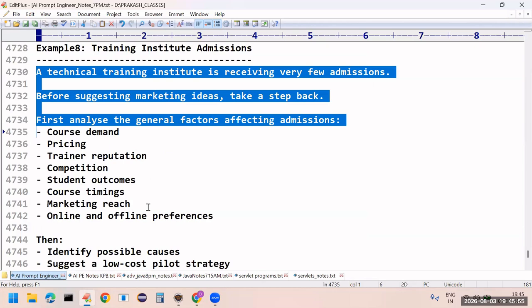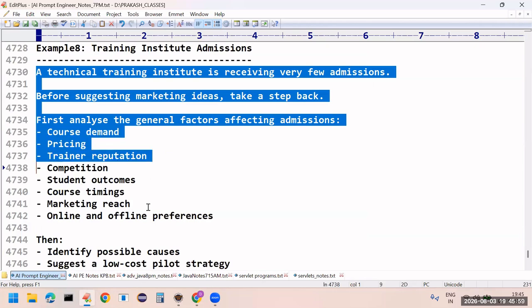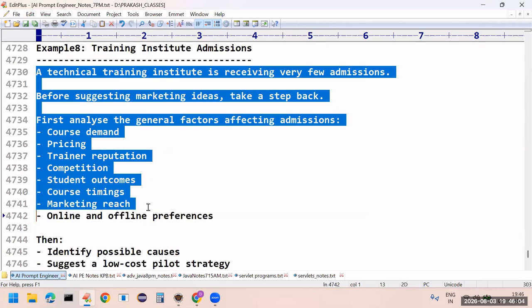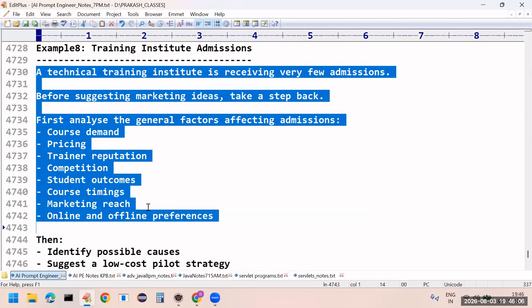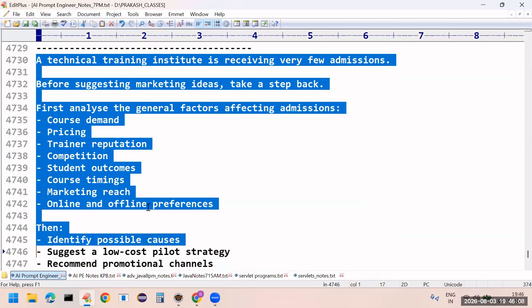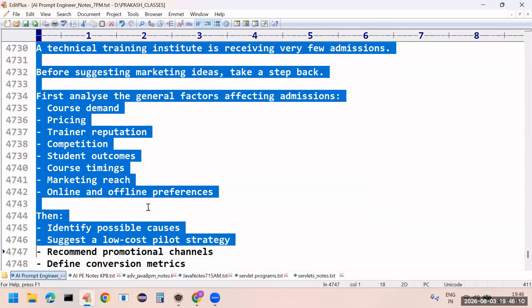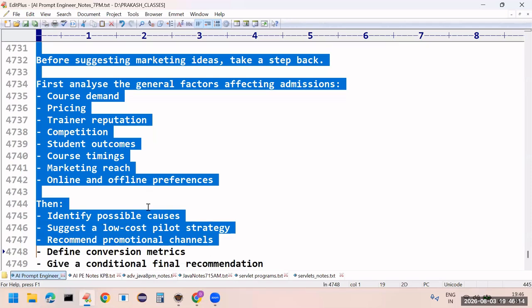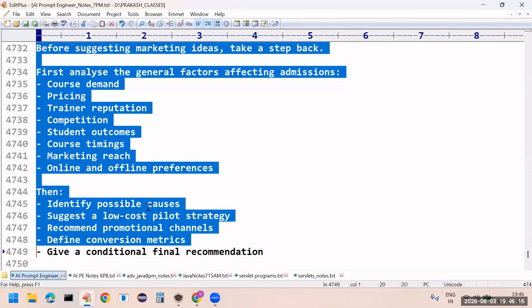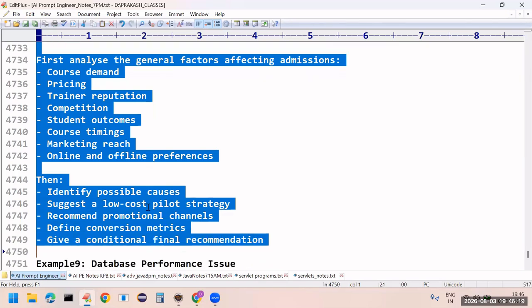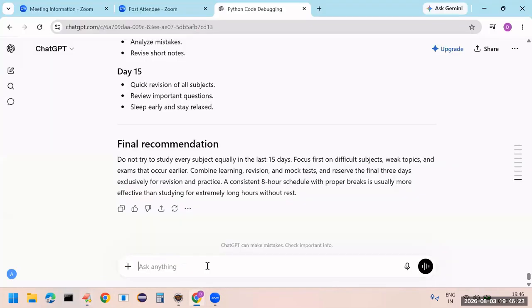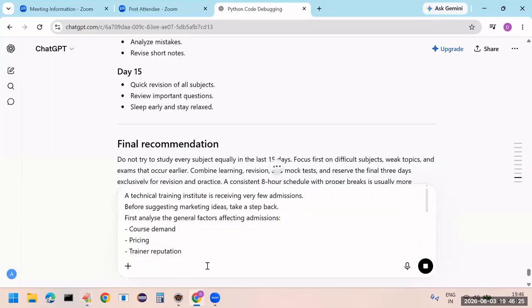First, analyze the general factors affecting admissions: course demand, pricing, trainer reputation, competition, student outcomes, course timings, marketing reach, online and offline preferences. Then, identify the possible causes, suggest a low cost pilot strategy, recommend promotional channels, define conversion metrics, give a conditional final recommendation. How to improve the admissions.